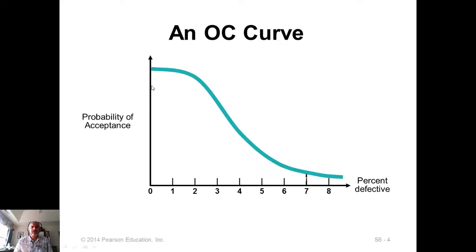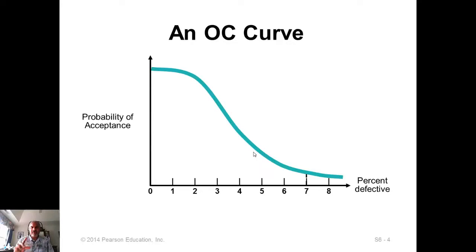An OC curve will look like this. You have 0% defective. If the incoming lot has 0% defective, of course, the probability of accepting the lot will be 100%. So that's the starting point. Then as the proportion of defectives increases to 1%, 2%, 3%, and so on, the sampling plan will accept the lot less and less. The probability of accepting the lot will go down in this way. Now we have to calculate these probabilities, and we should be able to plot the curve, and we will go through an example like that in just a second.